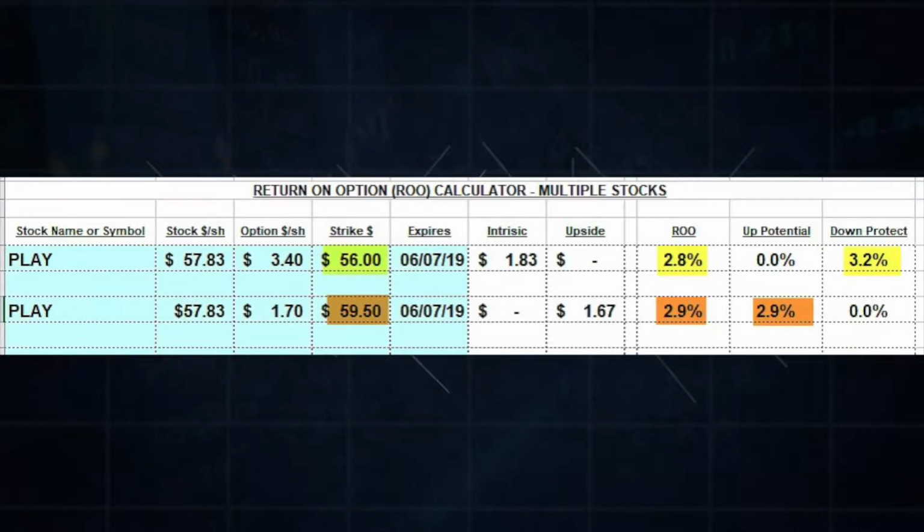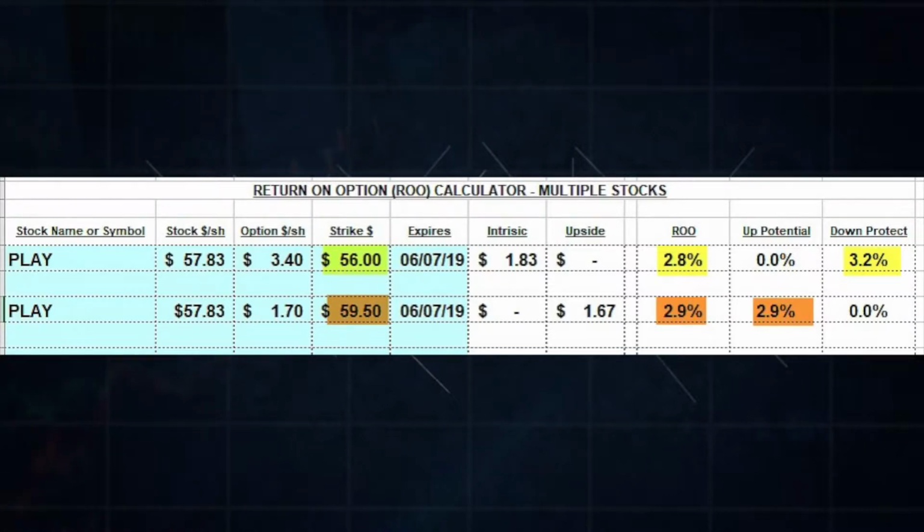Now the 59.50 out of the money strike, the one with the delta of 43, generated 2.9%, which again is within our 2 to 4% range, but we have an opportunity for an additional 2.9% if PLAY moves up from 57.83 to the 59.50 strike. Again, more bullish market environment. We want to take advantage of the potential for 2 income streams in the same month with the same cash.